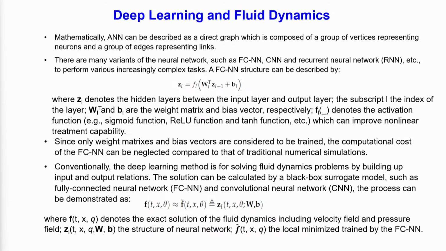So, conventionally deep learning is for solving fluid dynamics problems by building up this input and output relation. The solution can be calculated by a black box surrogate model, that means an input output based model such as a fully connected neural network, or maybe a convolutional neural network, and all what you get is your F, which is the exact solution of the fluid mechanics problem, which includes the velocity and pressure, approximately as this F tilde, and it is obtained by using some local error minimization principle.